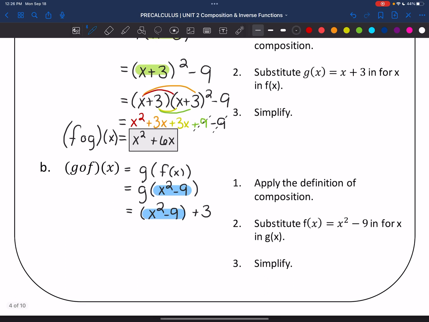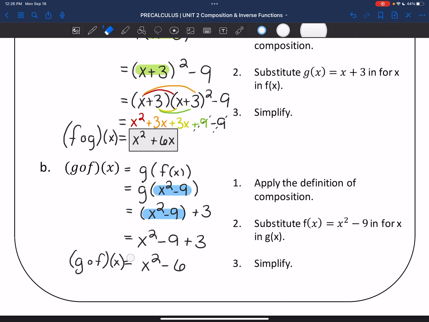And then our third step is just to go ahead and simplify. This is x squared minus 9 plus 3. Well, we can combine those last two terms, and it would be minus 6. g of f of x is x squared minus 6.